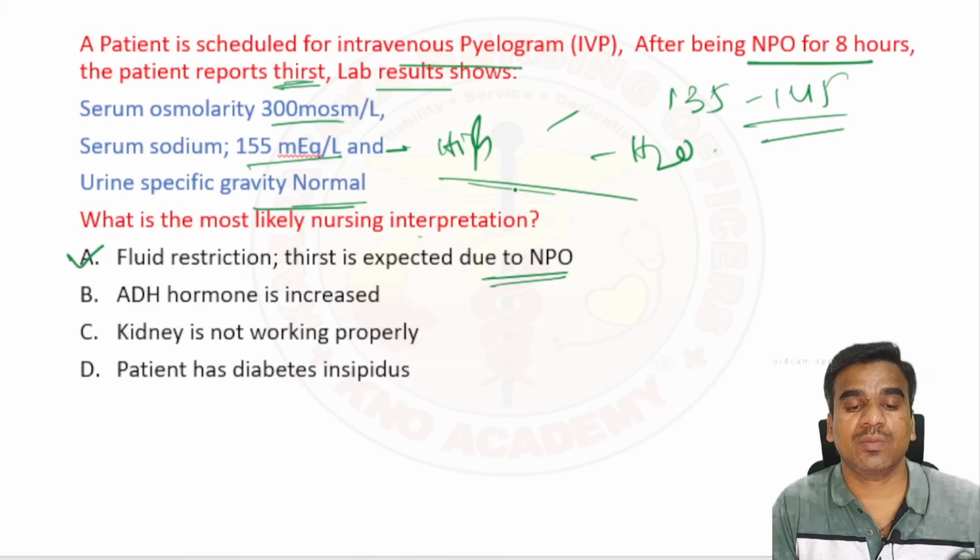Okay, so it is because of thirst only, because of fluid restriction, NPO. That's why he is feeling thirsty. So the right answer is the first one.